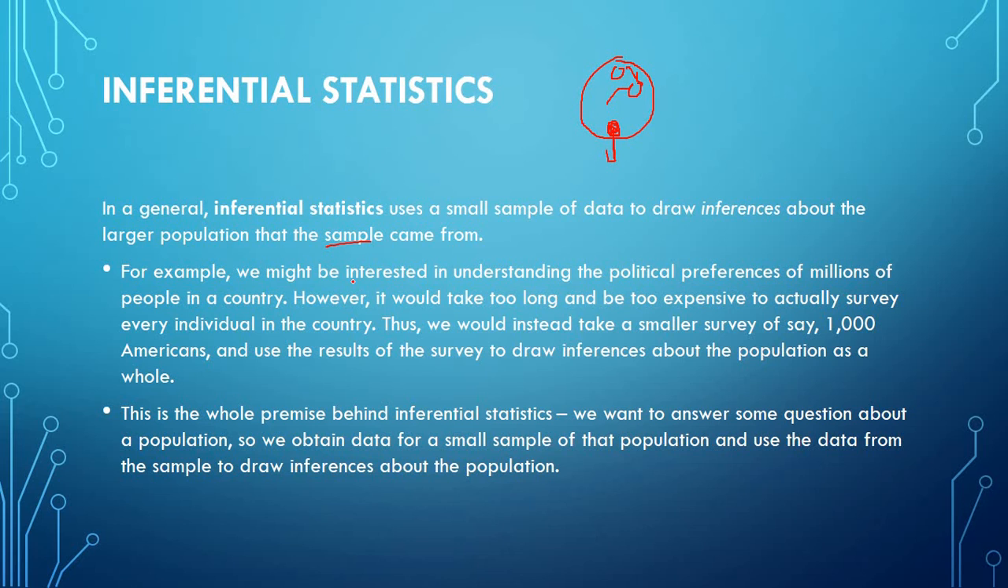For example, we might be interested in understanding the political preference of millions of people in a country. However, it will take too long and be too expensive to actually survey every individual in the country. Thus, we would restrict to a smaller survey of say 1000 Americans and use the result of the survey to draw the inference about the population as a whole. But in politics, it is very difficult, but it is somewhat possible.